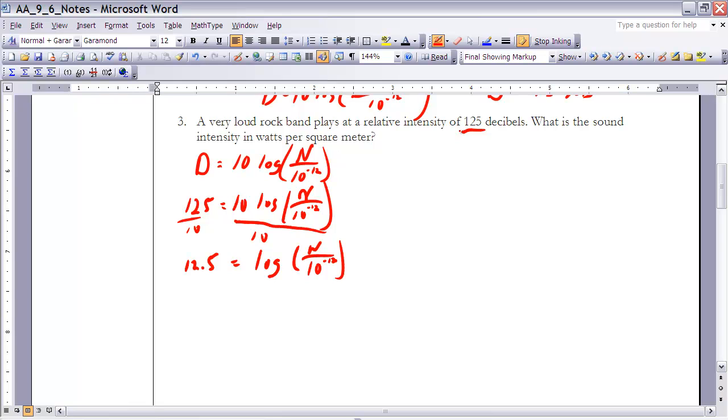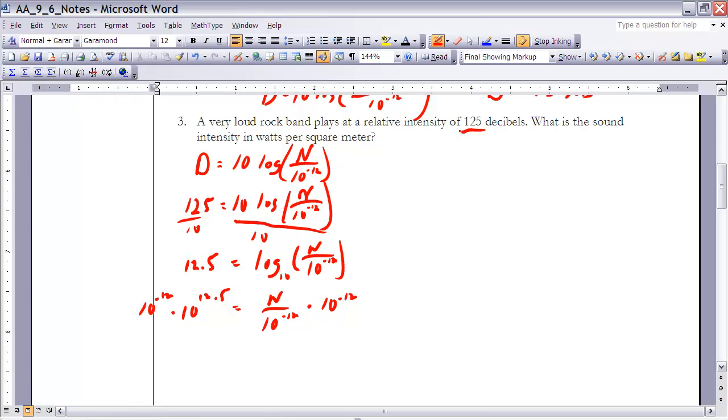Now remember, we can write logs in both exponential form and in logarithmic form. Well, I'm going to change this from logarithmic form to exponential form. Remember, this is like having a base of 10, so I can say 10 to the 12.5 is equal to n over 10 to the negative 12th power. So I'm getting close now. I've got to get rid of this 10 to the negative 12th power, so I can multiply both sides by 10 to the negative 12th power.